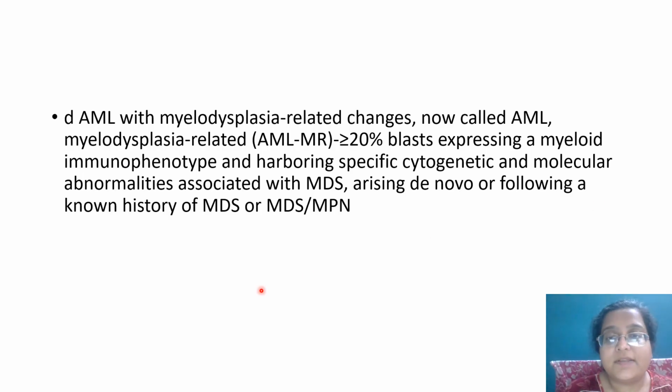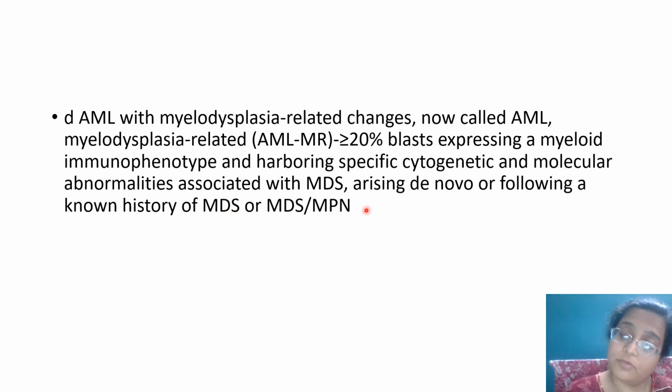AML with myelodysplasia related changes, initially known as AML-MRC, is now called AML-MR. Earlier AML with MDS-like changes was called AML-MRC, now AML-MR. It has more than 20% blasts, expressing myeloid immunophenotype and harboring specific cytogenetic and molecular abnormalities of MDS. It is de novo or there is a previous history of MDS or MDS-MPN.